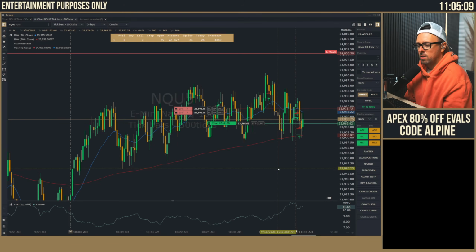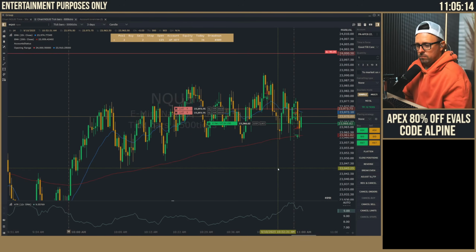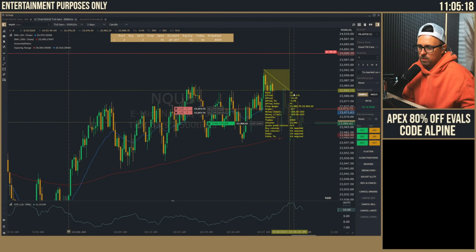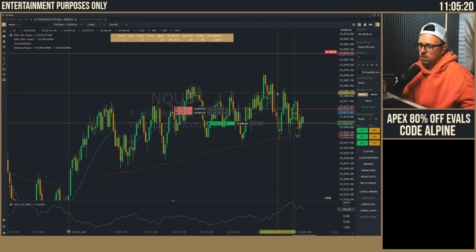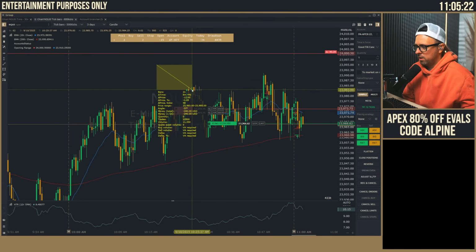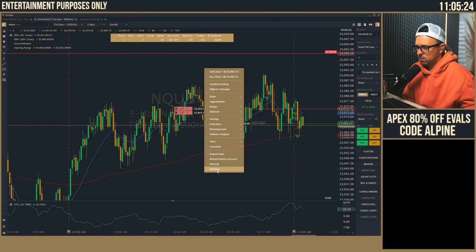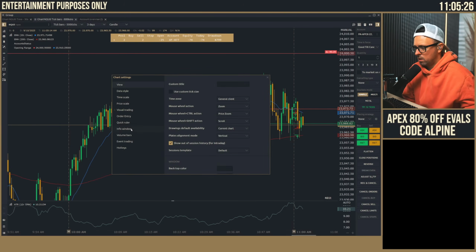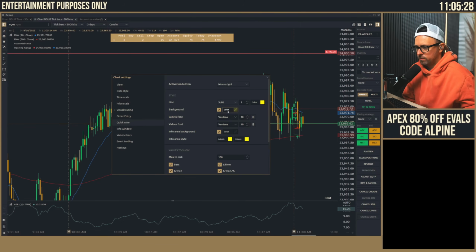I'm gonna try to hold on to this for a little bit. It is making lower highs every time. Okay, that's another thing I gotta change. Is this quick ruler? No background.